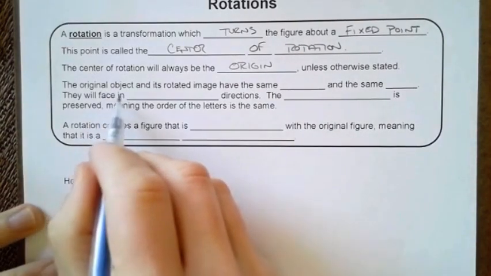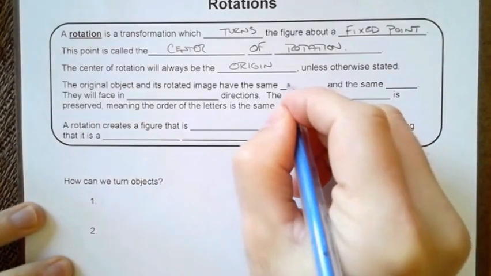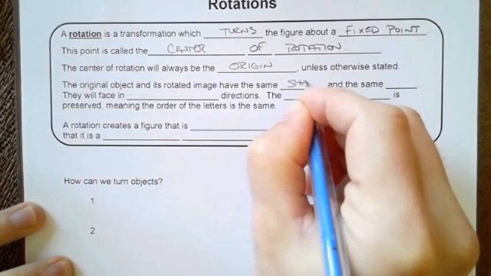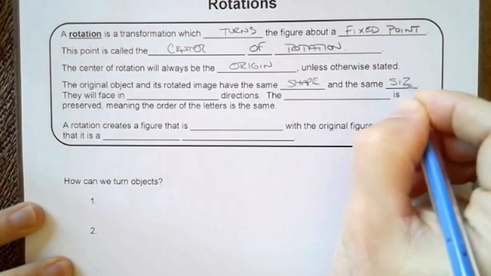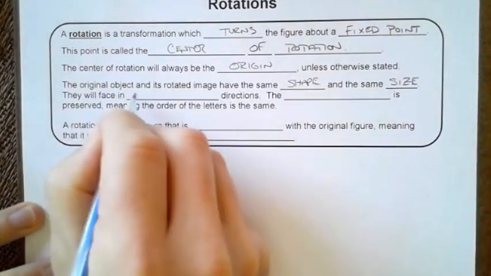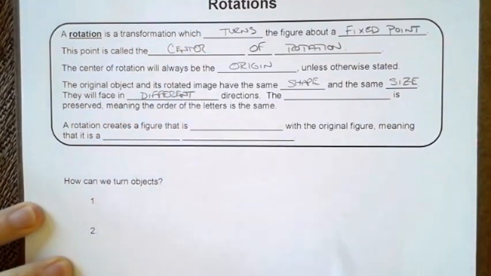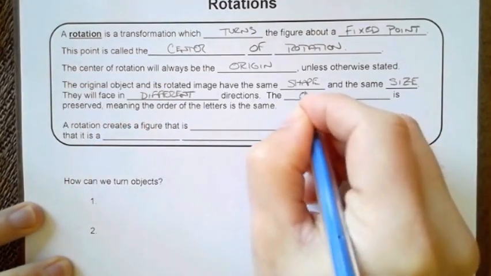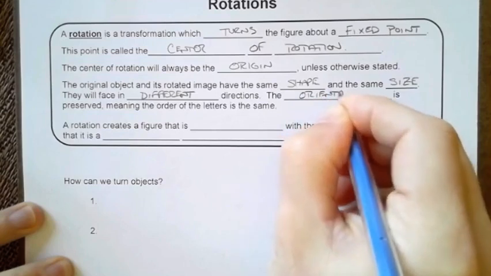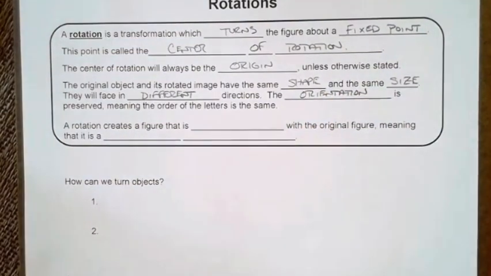The original object and its rotated image will have the same shape and the same size. They will face in different directions, however. The orientation of the two will be preserved. The orientation is preserved, meaning that the order of the letters is the same.